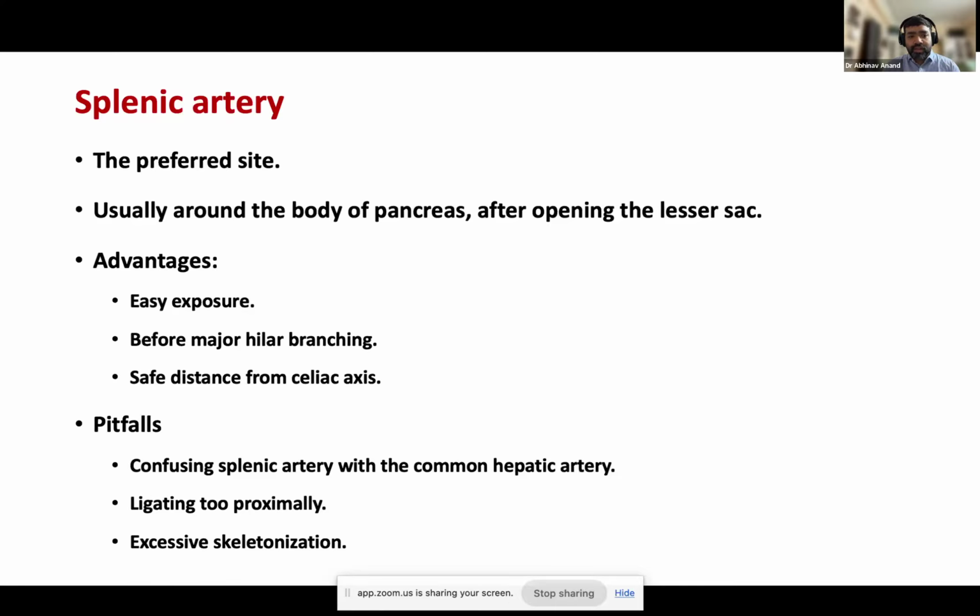So in that, the pitfalls are that we keep confusing the splenic artery with the common hepatic artery. If we ligate it very proximally, there is a chance we find the common hepatic artery and we have a confirmation bias that we are ligating an artery, but we ligate the wrong artery. And excessive skeletonization has to be prevented because it can progress into a pseudoaneurysm also.